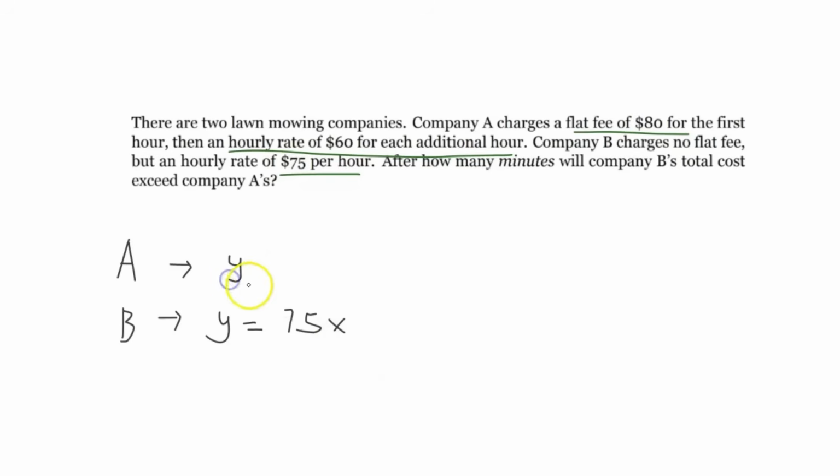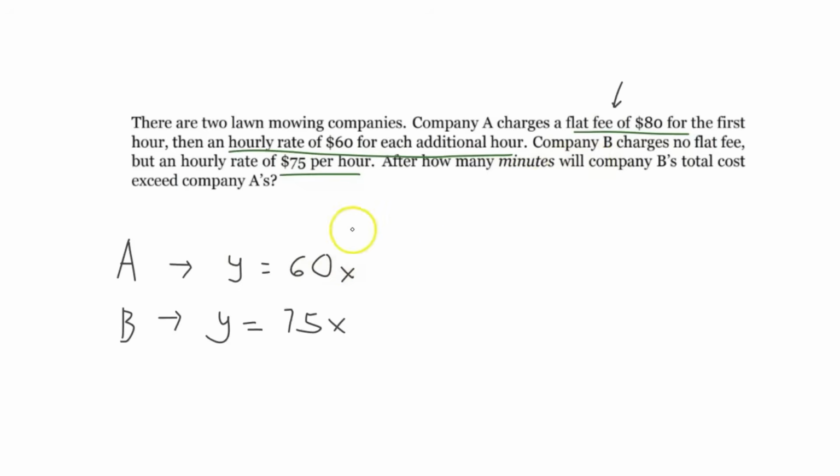We do the exact same thing. The total cost of their services, y, and then x in this case is the total number of hours. Now, let's be careful. We can write 60x as their hourly rate because as x goes up by 1, they're going to charge you $60. But now we have to do something more to this equation. We can't just leave it at 60x because remember they had a flat fee of $80. So for that first hour, they're going to be charging you just $80, right?